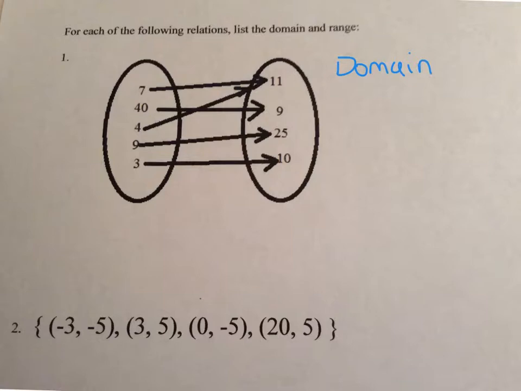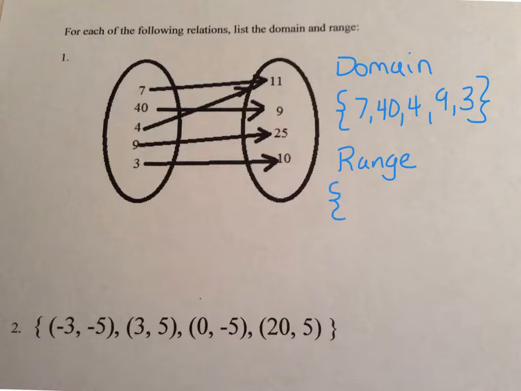and remember we always represent the domain inside curly braces, is {7, 40, 4, 9, and 3}. So that's the domain. It's just basically all of those numbers that are in the first circle. So that means that the range then is all the numbers that are in the second circle. So the range is {11, 9, 25, and 10}.